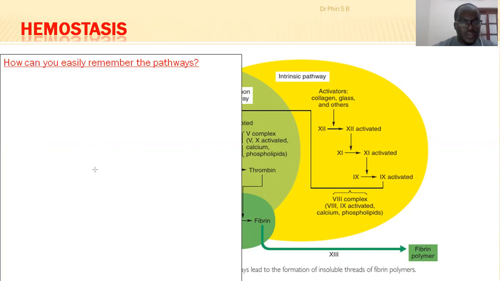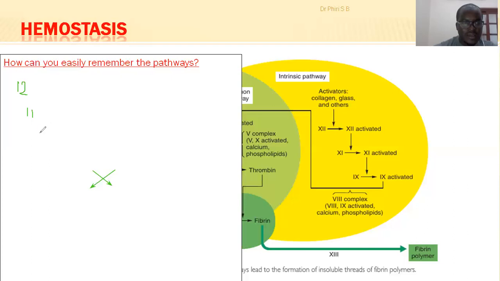So at the center of the box, you put your factor 10. So this is factor 10. So this factor 10 is the one that is involved in the common pathway. So at the center here, you have factor 10. So how do you remember? So you count from 12 to 10, skipping number 10. So you count from 12, so let's say 12. Then you have 11. Then you're supposed to have 10 here, but your factor 10, you've already put it at the center. So you're going to skip number 10.